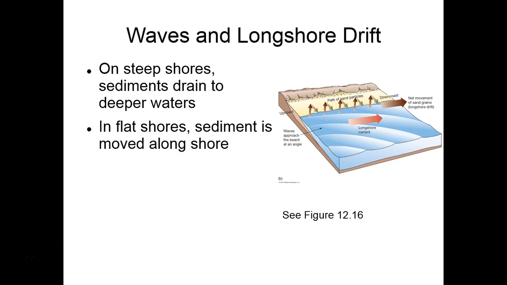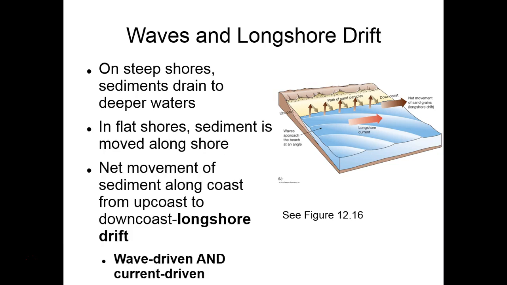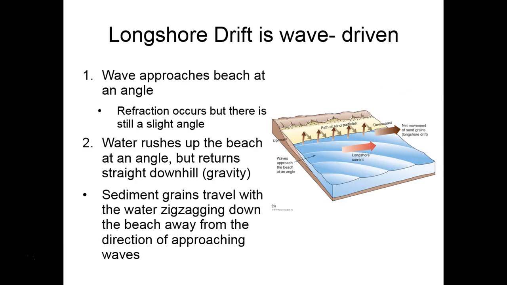But on flatter shorelines, the sediment is actually moved along the shoreline. So it doesn't just go straight back out. It actually gets pushed down the beach or down the coastline. So the net movement of sediment along the coast from the up coast, which is where the waves are coming from, to the down coast, which is the direction where the waves are going to, is called longshore drift. And this is both driven by wave activity and by current activity.